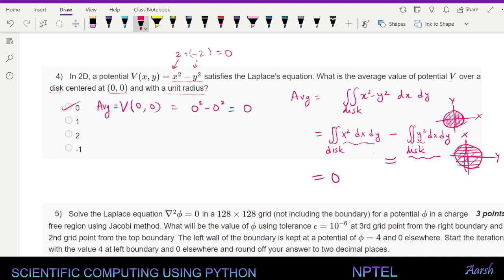Nothing to do with this week's equation, but in general, when you have integrals of this kind, you should be able to see the symmetry. Of course, you have 1 over area here, which is equal to pi times 1 square, but the answer is 0.